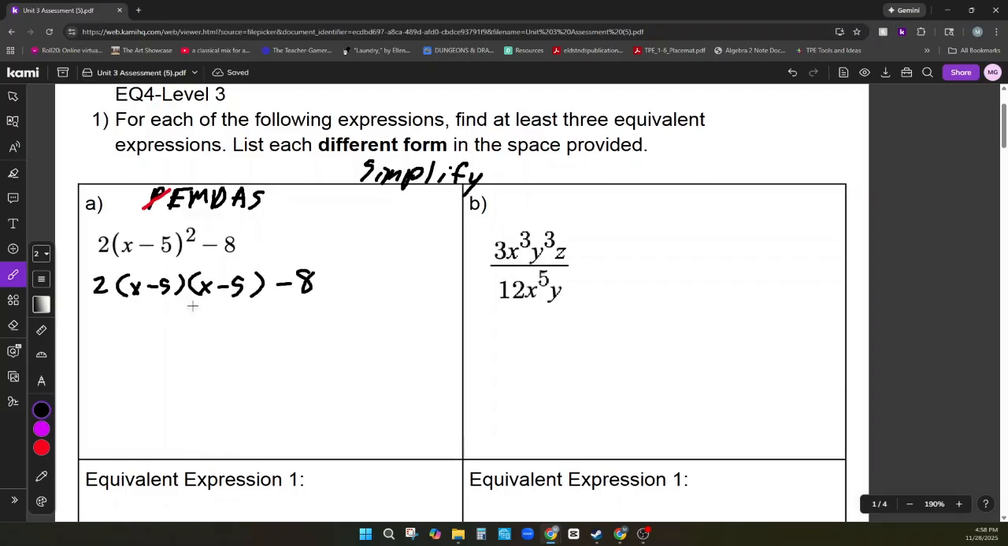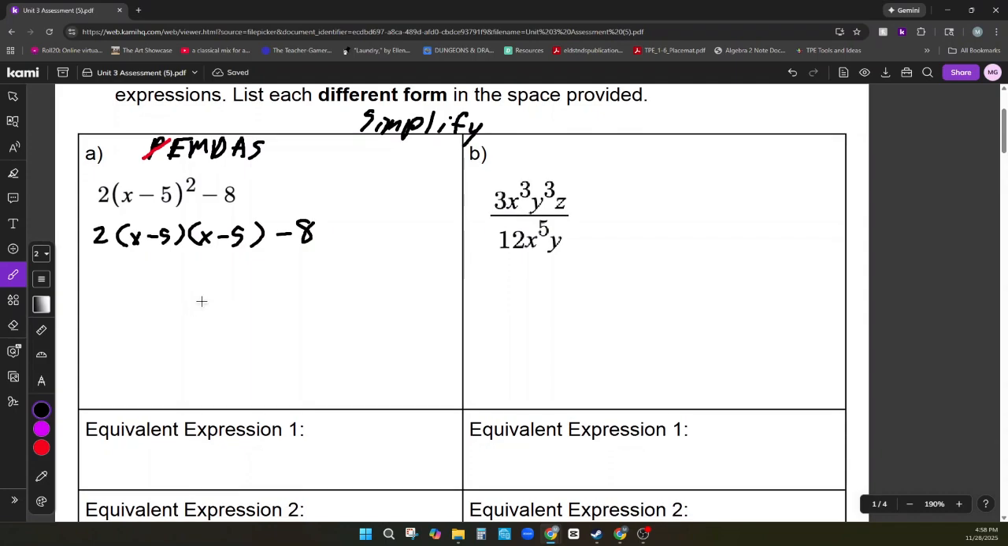And from here, I already have an equivalent expression. This form is different from what I originally had here. I significantly changed it. The types of change I'm looking for are using your exponent rules, multiplying, dividing, distributing. The main thing you want to be careful of is simplifying via addition and subtraction.